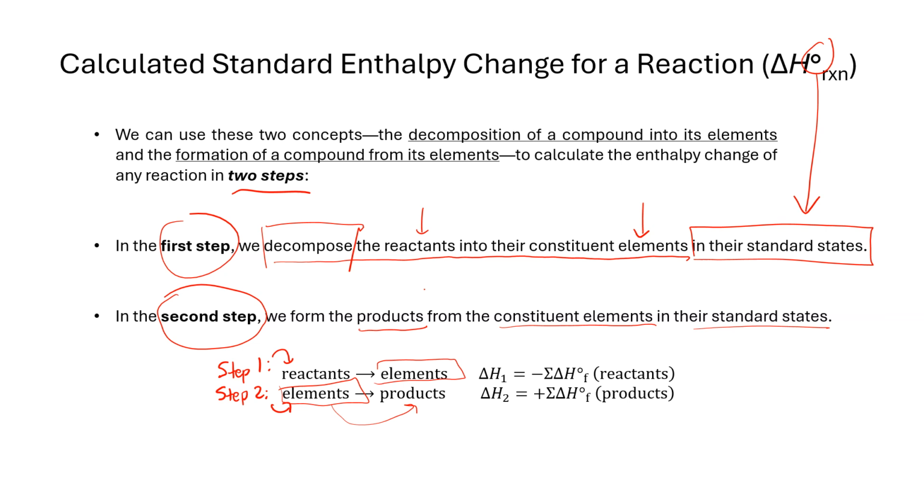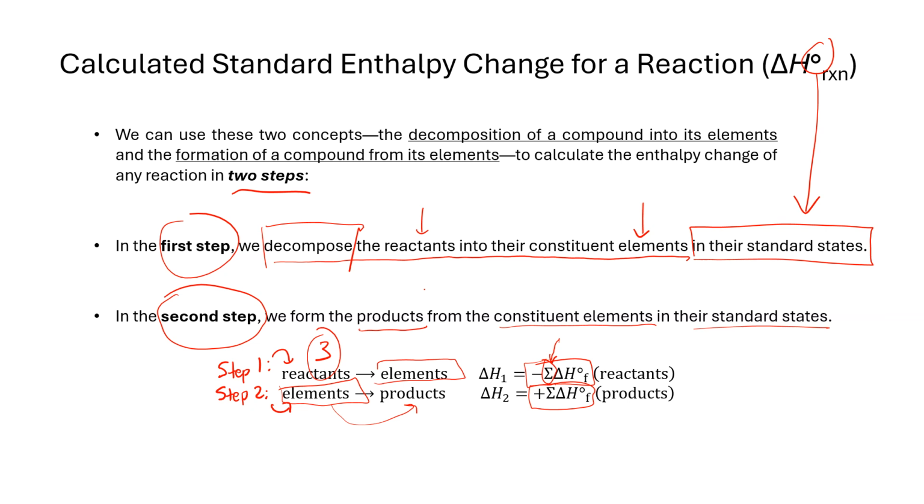Okay? And realize that when we're decomposing in the first step, it has to be the negative delta H of formation. And if we're going from elements to products, that's positive. Now, what's this little Greek letter, that sign? That basically is a summation sign. So imagine you're dealing with more than one reactant. Imagine you have 3 reactants. Well, you would take the sum of the decomposition of those 3 reactants, right? That's what that basically means.